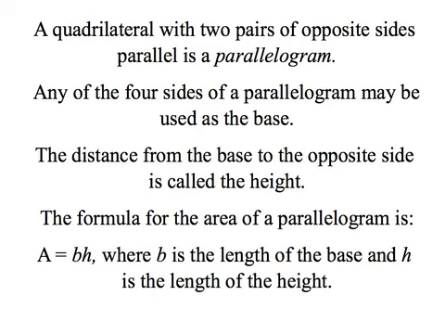A quadrilateral with two pairs of opposite sides parallel is a parallelogram. Any of the four sides of a parallelogram may be used as the base. The distance from the base to the opposite side is called the height. The formula for the area of a parallelogram is that the area is equal to b times h, where b is the length of the base and h is the length of the height.